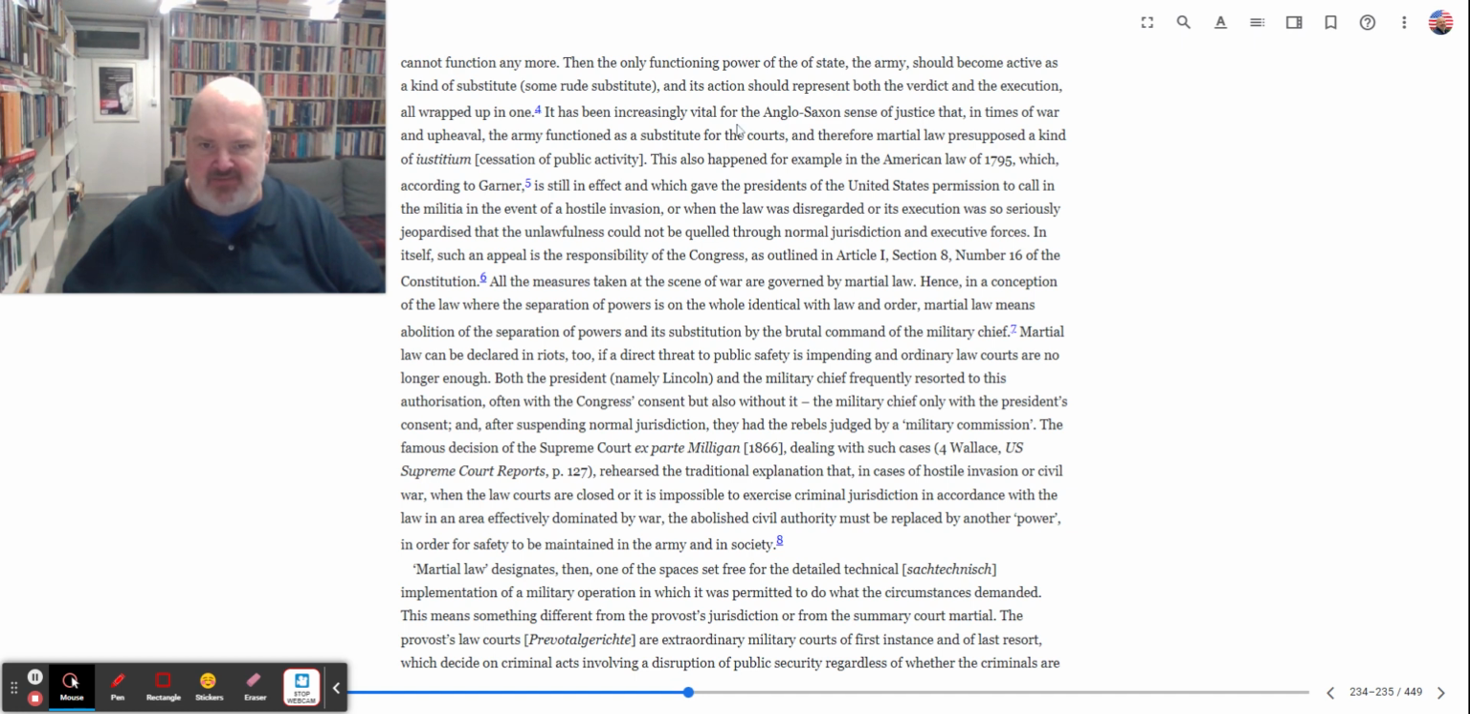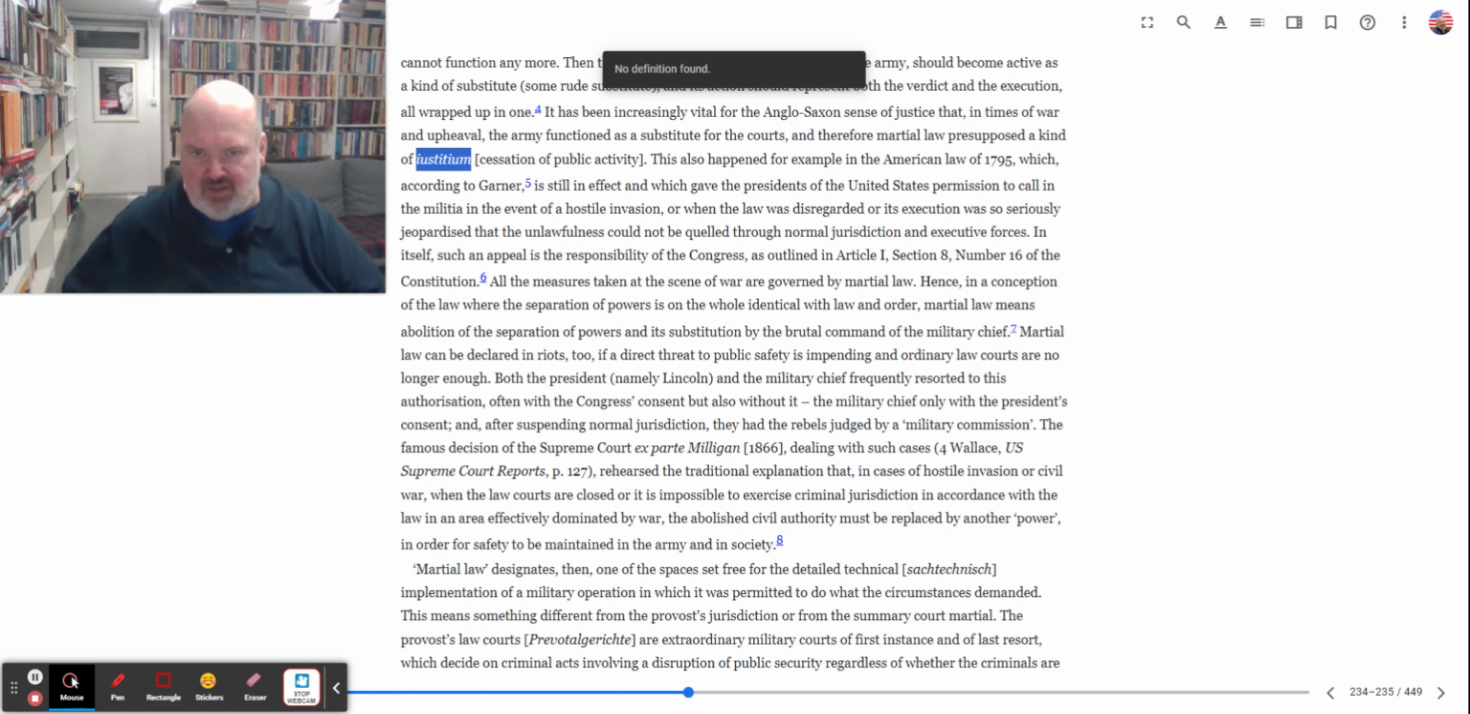It has been increasingly vital for the Anglo-Saxon sense of justice that in times of war and upheaval, the army function as a substitute for the courts. And therefore, martial law presupposes a kind of iustitium, a sensation of public.